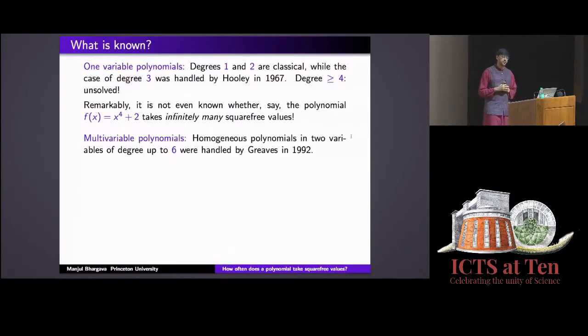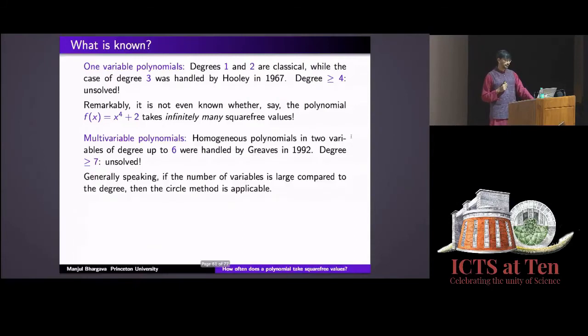We can look at polynomials with more than one variable, and that can sometimes make things easier. So for example, if you look at homogeneous polynomials in 2 variables, then up to degree 6 were handled by Graves in 1992, 25 years ago. And that's the 2 variable case. Up to degree 6 has been handled. And that's essentially the last result in this subject. So degree greater than or equal to 7 in 2 variables, unsolved.